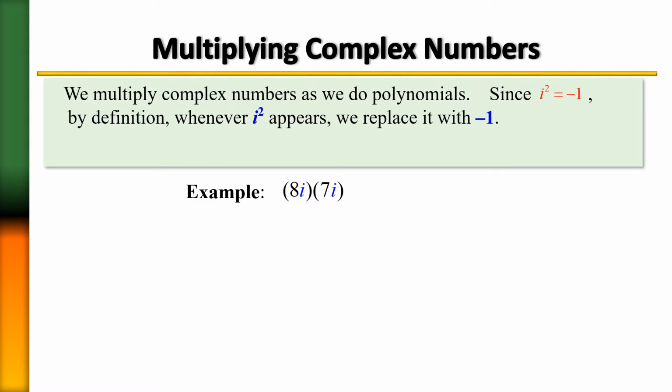We have 8i times 7i. So multiplying the coefficients, 8 times 7 is 56. Multiplying the imaginary units, i times i, you have 2 i's, so that's i squared. Every time you see i squared, replace it with -1, and so the answer equals -56.